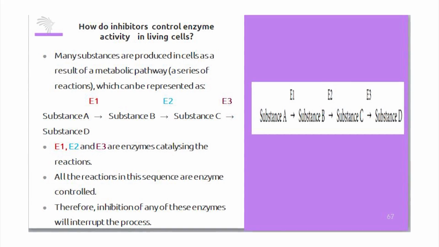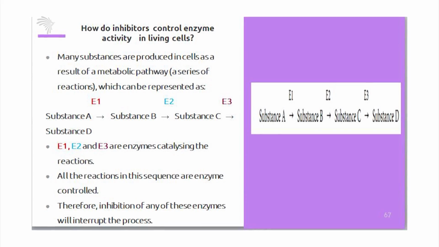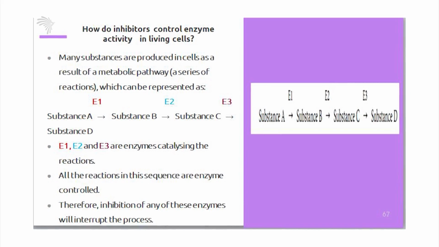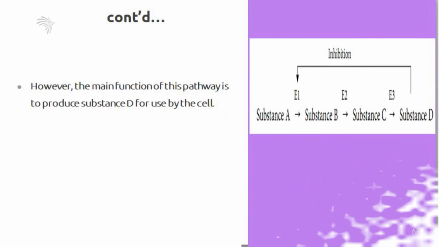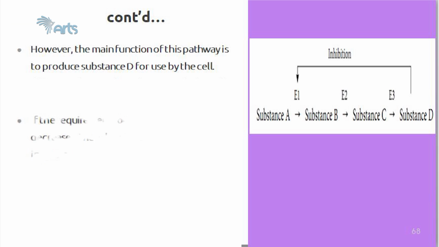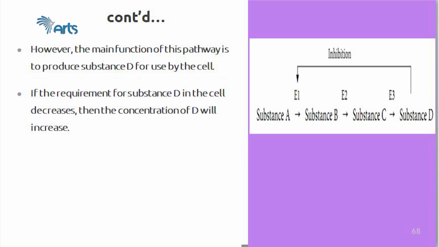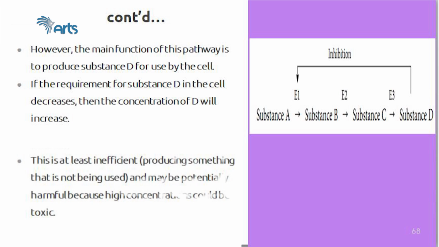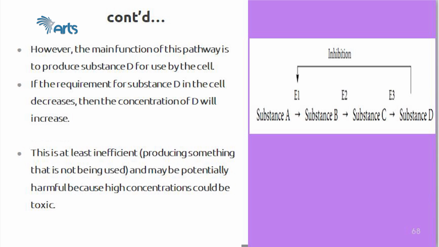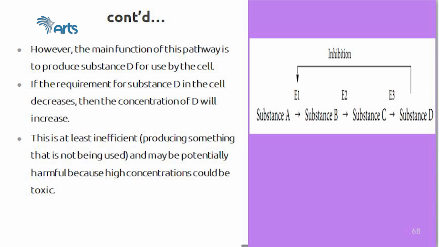All reactions in this sequence are enzyme controlled. Therefore, inhibition of any of these enzymes will interrupt the process. However, the main function of the pathway is to produce substance D for use by the cell. If the requirement for substance D in the cell decreases, then the concentration of D will increase. This is at least inefficient and may be potentially harmful because a high concentration could be toxic.